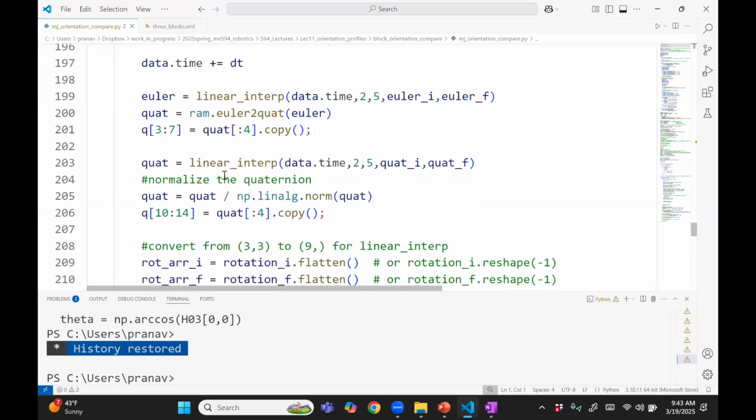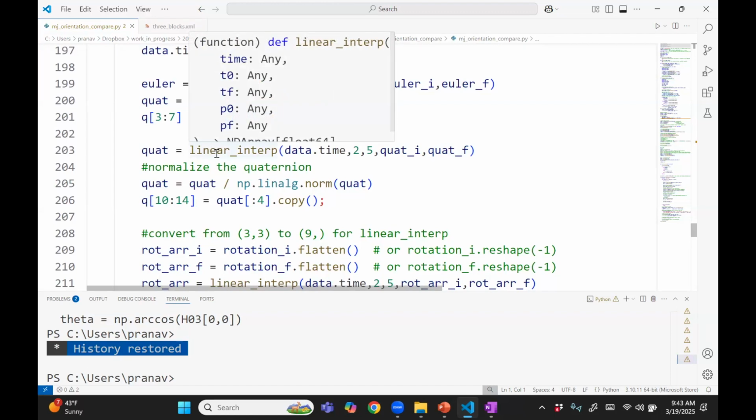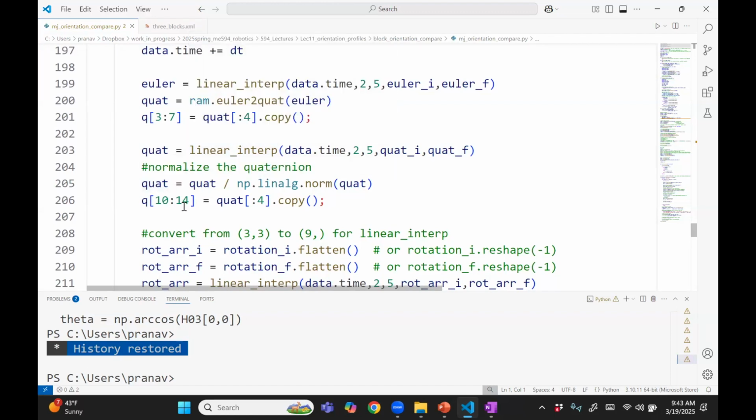For the linear interpolation, I use that linear interpolation formula, which is a function and is kind of straightforward. Then I normalize it, and then I plot it.